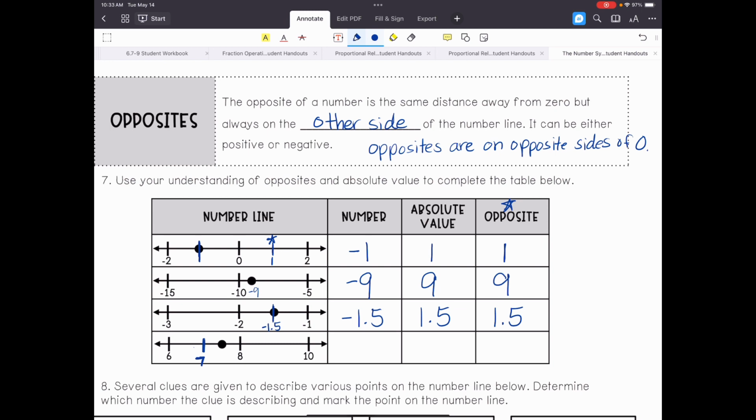So 7 is right in the middle, and then right in the middle of 7 and 8 would have to be 7.5. So 7.5, and that means it's got a distance of 7.5 units from 0, which is our absolute value. And then the opposite is 7.5, but in the negative direction. So we have to remember to put the negative sign on that for the opposite.